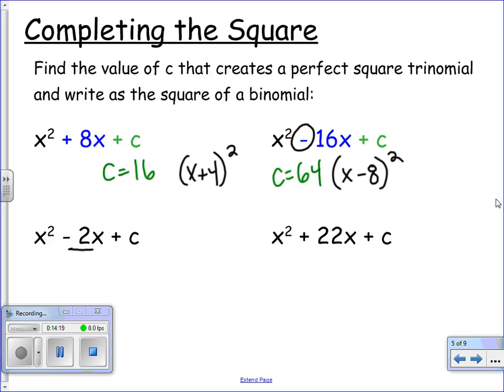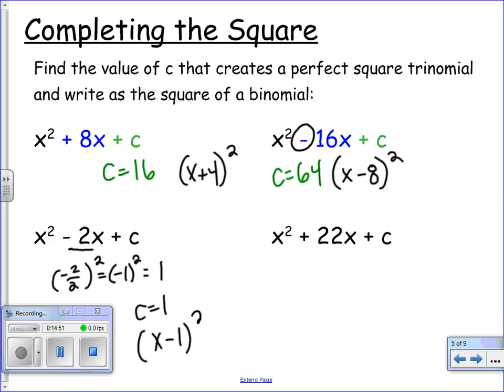Just negative 1. So we're going to take half of negative 2, so we're going to divide it by 2. We're going to get negative 1, and then we're going to square it. So what's negative 1 times negative 1? 1. I saw a lot of 2's as I was walking around the room, which is a pretty common mistake, to think that 1 times 1 will be 2. But we've got to be careful with that, right? It's 1.